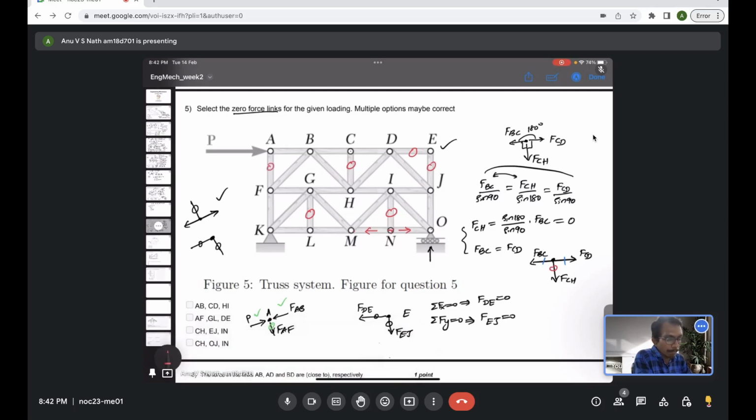So now you can see AF is 0, GL is 0, DE is 0. So option B is one of the correct options. Then CH is 0, EJ is 0, IN is 0. So total 6 of them are included in option B and Z. So they are the correct options. Any question?